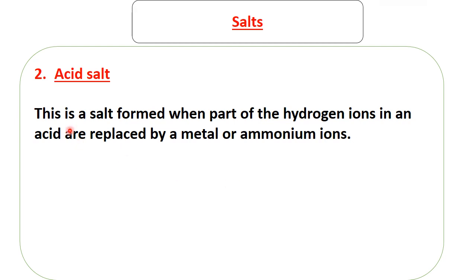The second type of salt is an acid salt. For salts, we have two types: a normal salt and an acid salt. An acid salt is a salt which is formed when part of the hydrogen ions in an acid are replaced by metal or ammonium ions. So let's say there are more than one hydrogen ions, then just some of them have been replaced, but some are remaining. Then what we have is an acid salt. It is a salt which has the hydrogen ion in it, so it behaves as if it has some acidic properties.